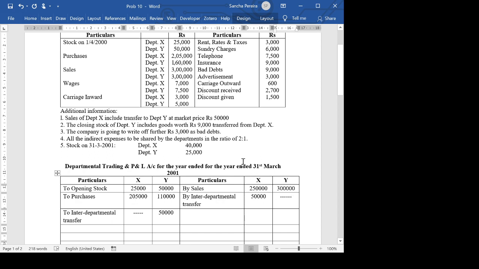3 lakhs. Okay, what I've done is I've only separated it, because we cannot show interdepartmental transfers as part of sales or as part of purchases. Okay, because sales and purchases include transactions only with external parties. Interdepartmental transfers include transactions with other departments within the organization. Basically, goods remain within the organization. Only thing, they are moving from one department to another.